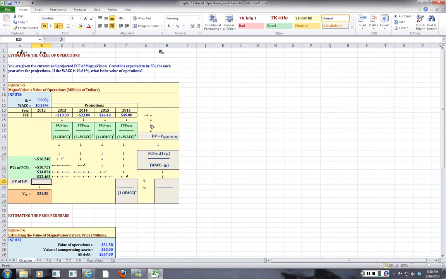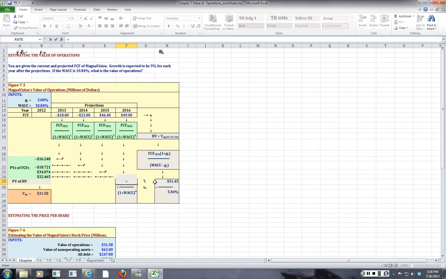Now, we've got this $49 here, and this is the horizon. We're going to calculate the horizon value because what this says is going henceforth and forever, it's going to grow at 5%. So we are going to take that free cash flow of $49 and multiply it by 1.05 to get the figure that we want to go forward, and we are going to divide that by the weighted average cost of capital, 10.84%, minus the growth. So that's 0.0584 or 5.84% that we're going to divide into that $51.45.